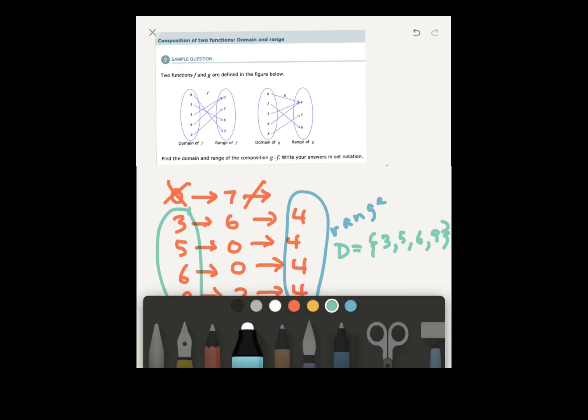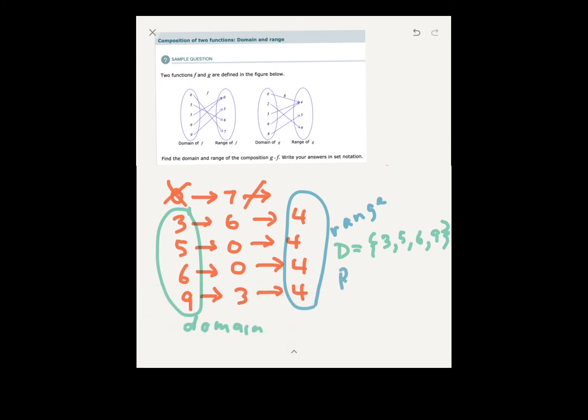And for range, I'm going to do the same thing, except there's no such thing as being in the set 4 times. You're either in the set or you're out of the set. And so 4 is in the set, so the range is just the set containing the singleton 4.